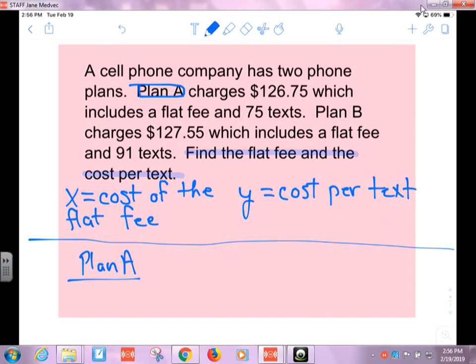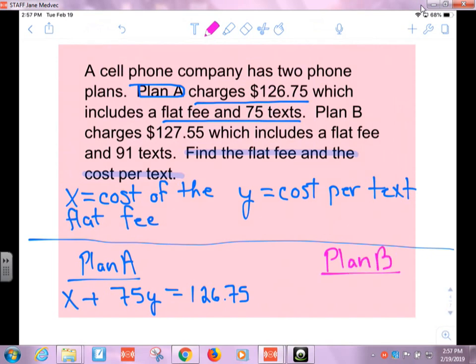It says it charges $126.75, which includes the flat fee and 75 texts. So this is how we're going to set this up. I've got my flat fee plus 75y. So 75 texts, and it's the cost per text, and that's going to give me $126.75. That's plan A.